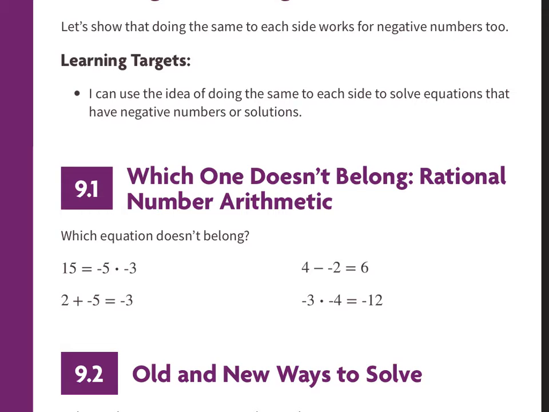All right, hopefully you've had time to look at these. Remember, we can make a case for any one of these not belonging. You could say this first one doesn't belong because the equal sign is on the other side. You could say the second one doesn't belong because it's a subtraction problem instead of a multiplication problem. Same thing with the third one. You could say the third one doesn't belong because it's an addition problem. And the fourth one doesn't belong because the answer is wrong. Negative 3 times negative 4 is positive 12, not negative 12.